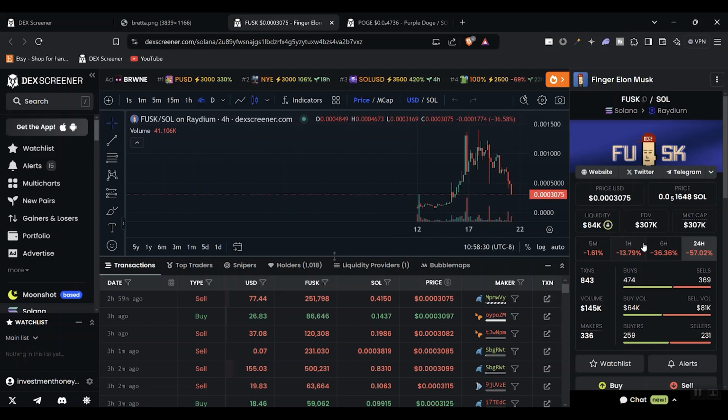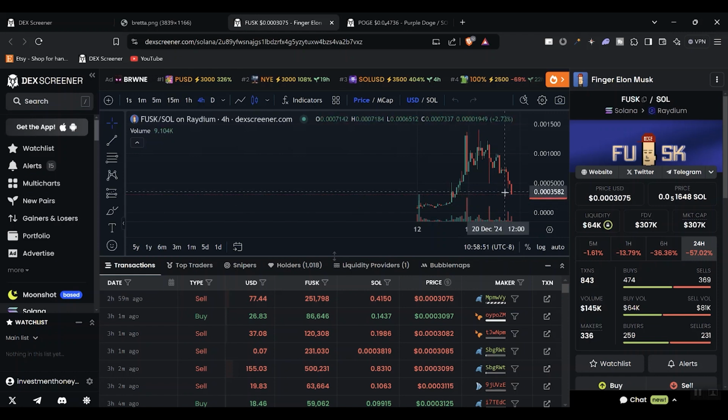Which again is part of what we're doing in this series. We want to try to find these tokens early so that there is potential for gains, should you decide to jump into a token. So we see minuses across the board, minus here, bigger minus here, a huge minus here. We're looking at almost minus 60% on the 24-hour.